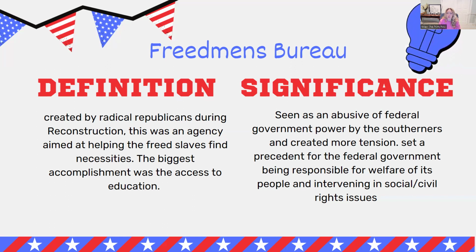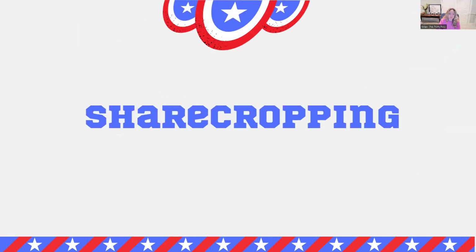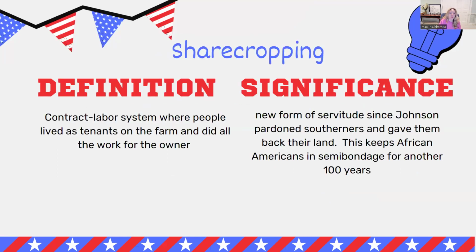Now, I know they're not going to do it for a while, basically in the next 100 years up until the civil rights movement. It's kind of weird as to why, because they're setting that precedent now, but it does set that precedent. Sharecropping. All right, so this is the contract labor system where people lived as tenants on a farm and did all the work for the owner. So basically, if you're too poor to own your own farm, you can rent a small piece of land from a larger farm, and then you basically have to pay them rent, which is basically all the money that you're ever getting. And so you're just perpetually in debt to the larger landowner.